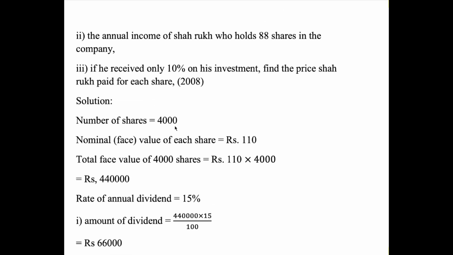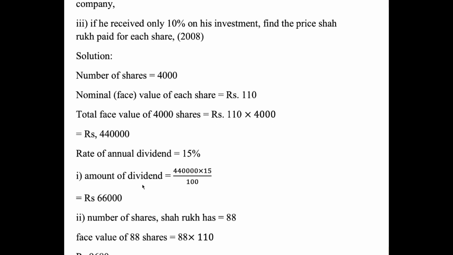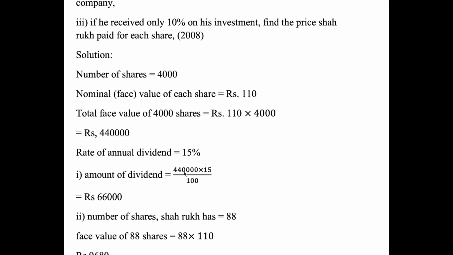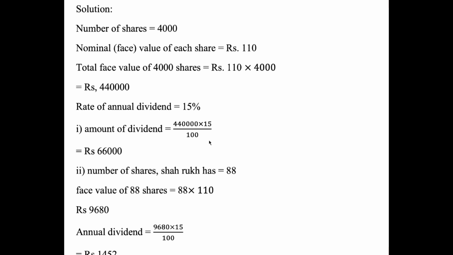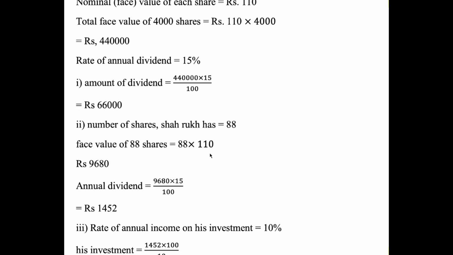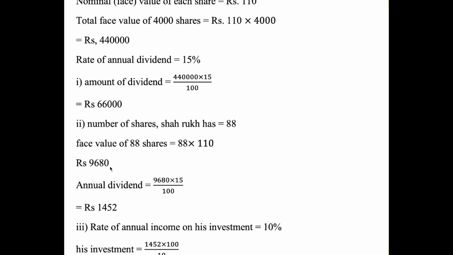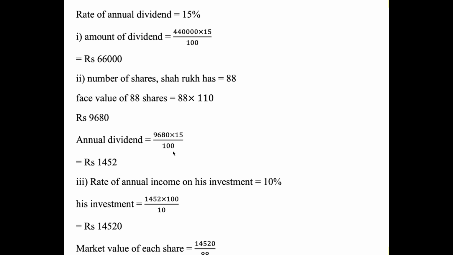Number of shares 4,000. Face value 110 given over there. So total face value, 110 into 4,000, comes to 4,40,000 rupees. Rate of annual dividend 15%, so 4,40,000 into 15% comes to rupees 66,000. Number of shares Shahrukh has 88, so face value 88 into 110 comes to rupees 9680. Annual dividend 9680 into 15% comes to rupees 1452.